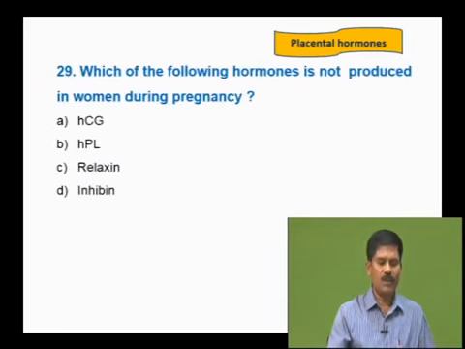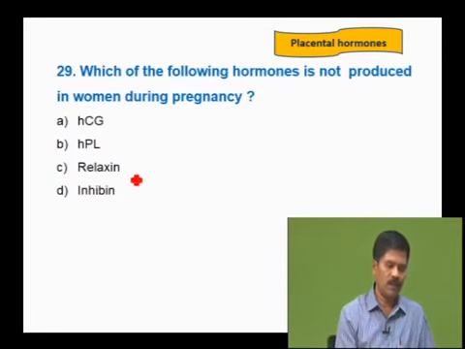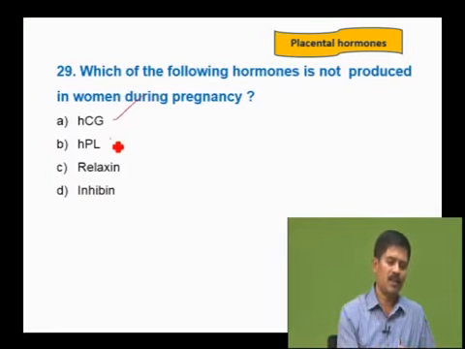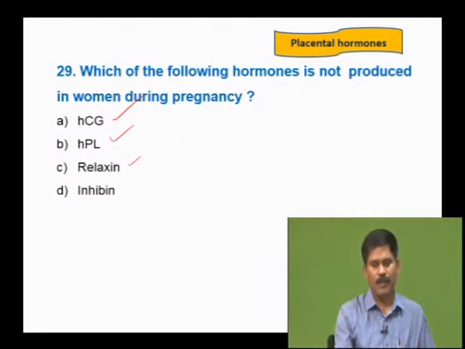Which of the following hormones is not produced in women during pregnancy? Here we have HCG, human chorionic gonadotrophin, human placental lactogen, relaxin and inhibin. Placenta acts as a temporary endocrine gland, secreting some of the hormones like HCG, HPL and relaxin. But inhibin is secreted by Sertoli cells, so therefore the right option is D. It is not secreted by placenta.